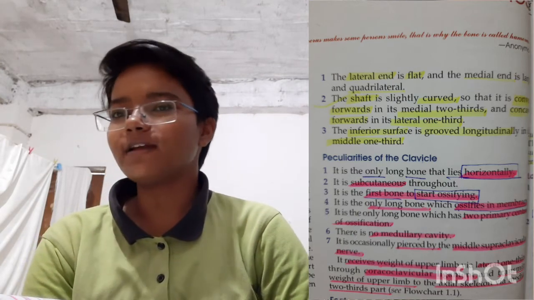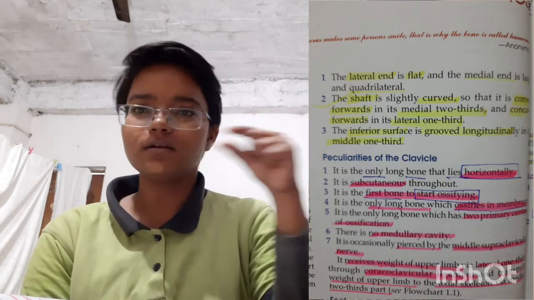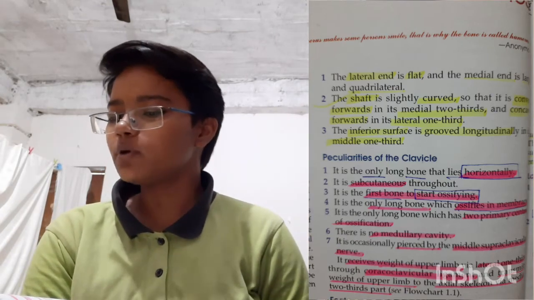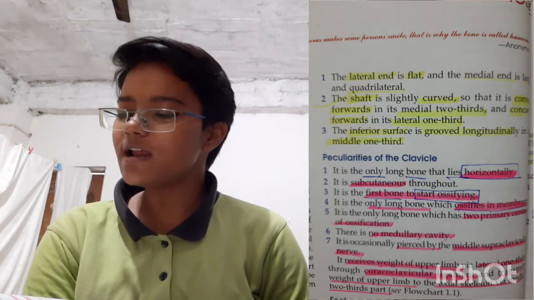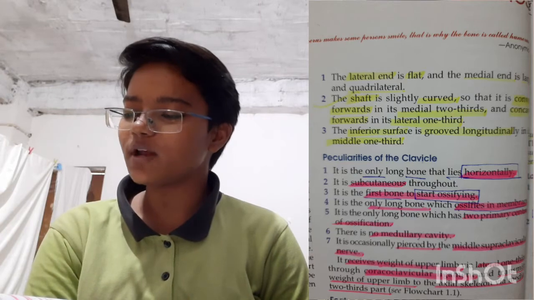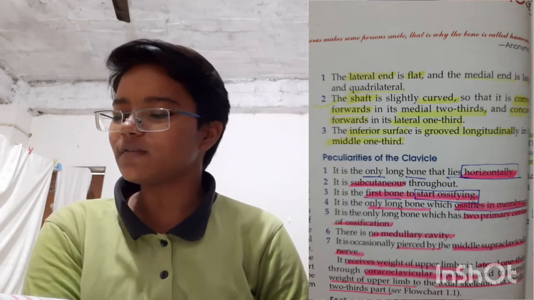Peculiarities of the clavicle. It is the only long bone that lies horizontally. It is subcutaneous throughout. It is the first bone to start ossifying. It is the only long bone which ossifies in membrane. It is the only long bone which has two primary centers of ossification.